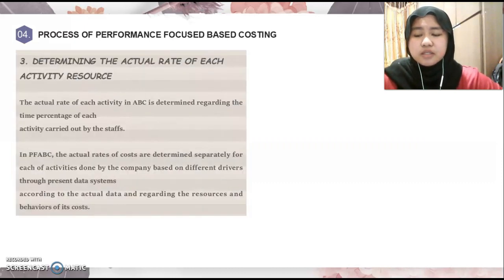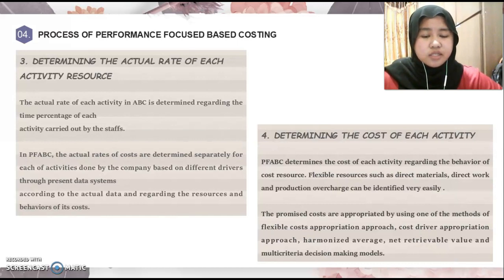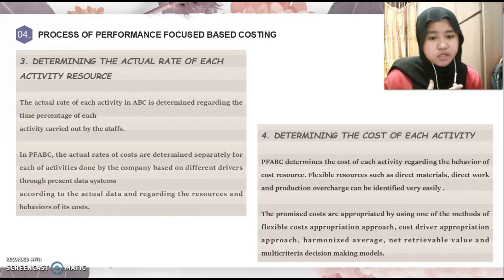The third step is we have to determine the actual rate of each activity's resources, meaning that the actual rate of each activity in ABC is determined regarding the time percentage of each activity carried out by the staff. So in PFABC, the actual rates of course are determined separately for each activity. Next, we have to determine the cost of each activity, meaning that PFABC determines the cost of activity regarding the behavior of cost resources. For example, we have flexible resources and we have the committed cost.